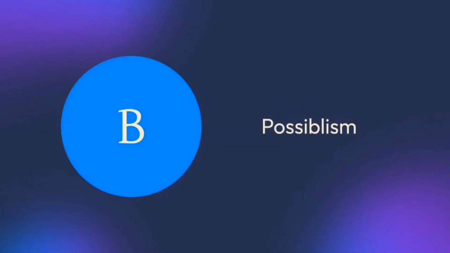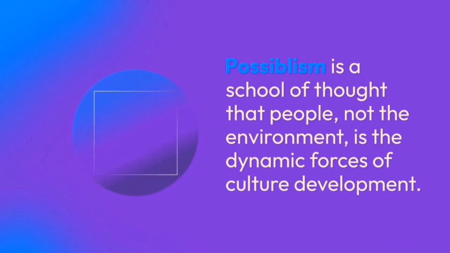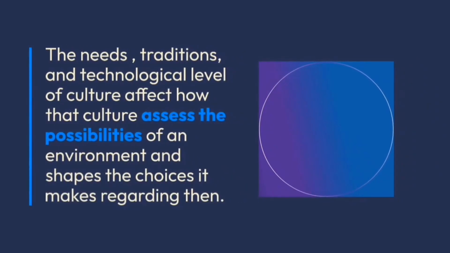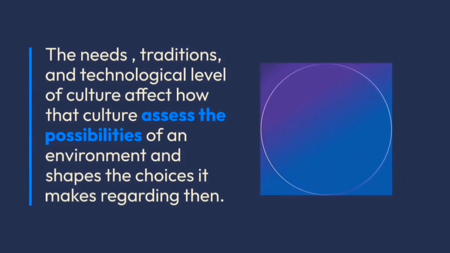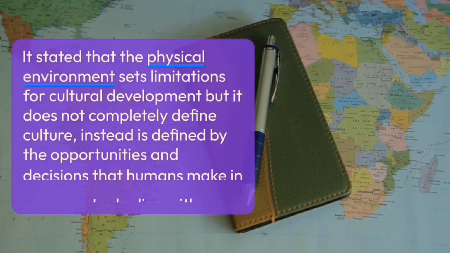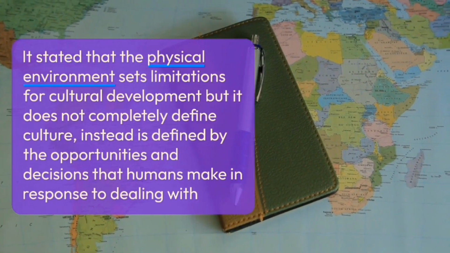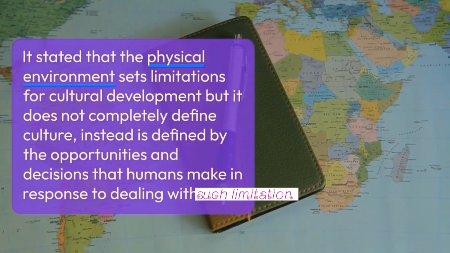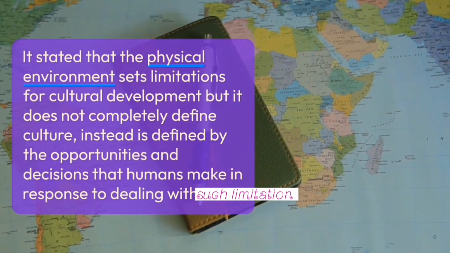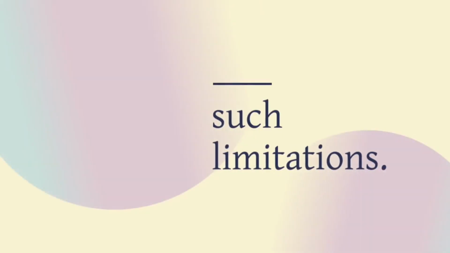Possibilism. Possibilism is a school of thought that people, not the environment, are the dynamic forces of culture development. The needs, traditions, and technological level of a culture affect how that culture assesses the possibilities of an environment and shapes the choices it makes regarding them. It states that the physical environment sets limitations for cultural development, but it does not completely define culture, which is instead defined by the opportunities and decisions that humans make in response to limitations.